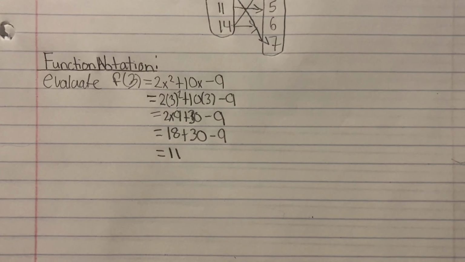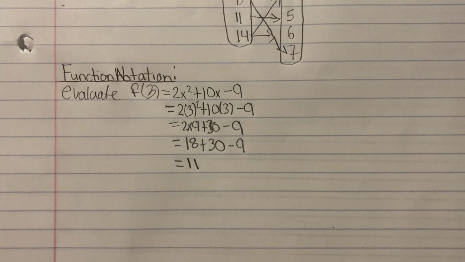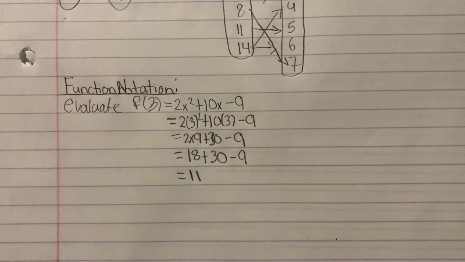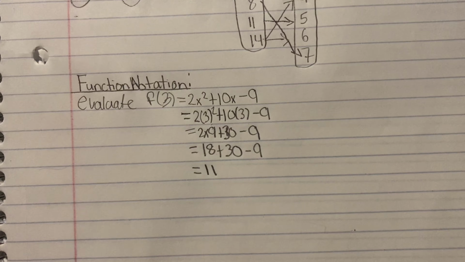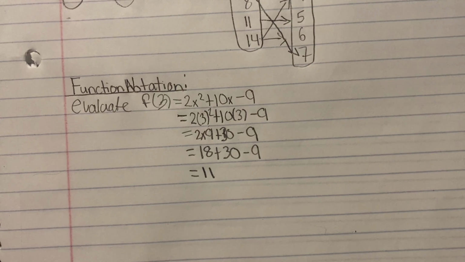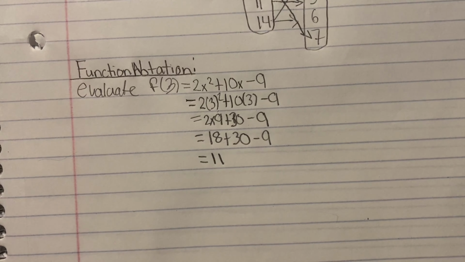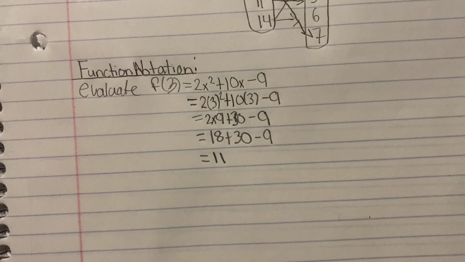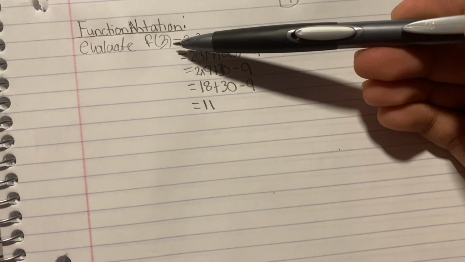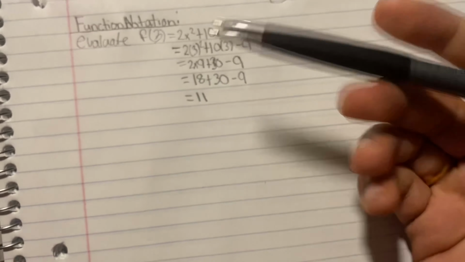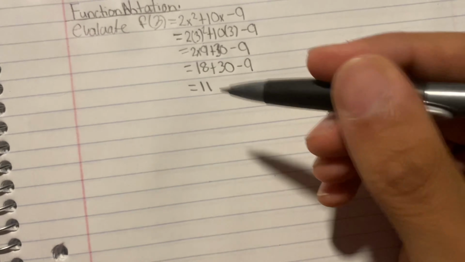Now we will be doing function notation. In this example, I'm going to be using the equation f of x equals 2x to the power of 2, plus 10x, subtracted by 9. I'm going to be evaluating for f of 3. So f of 3, of course, the 3 would substitute for the x's. And over here, you would input the 3's.